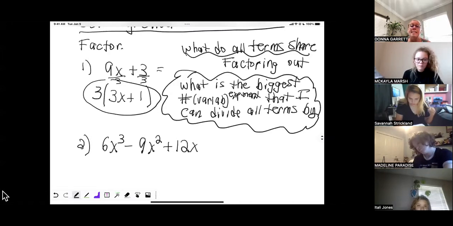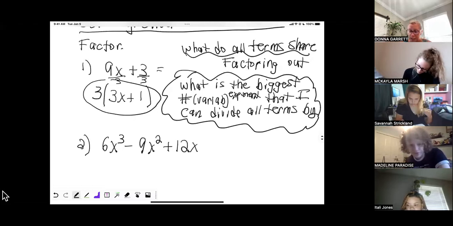If you can, think of these as pieces, thinking coefficient first. What's the biggest number I can divide all of them by? And then what's the biggest exponent of x I can divide them by? So if I look at my numbers, I have 6, 9, and 12. What is the biggest number that I can divide all of them by? Well, think in your head, and the answer should be 3. I can divide all of them by 3. I can't go bigger than 3, but I can divide all of them by 3.